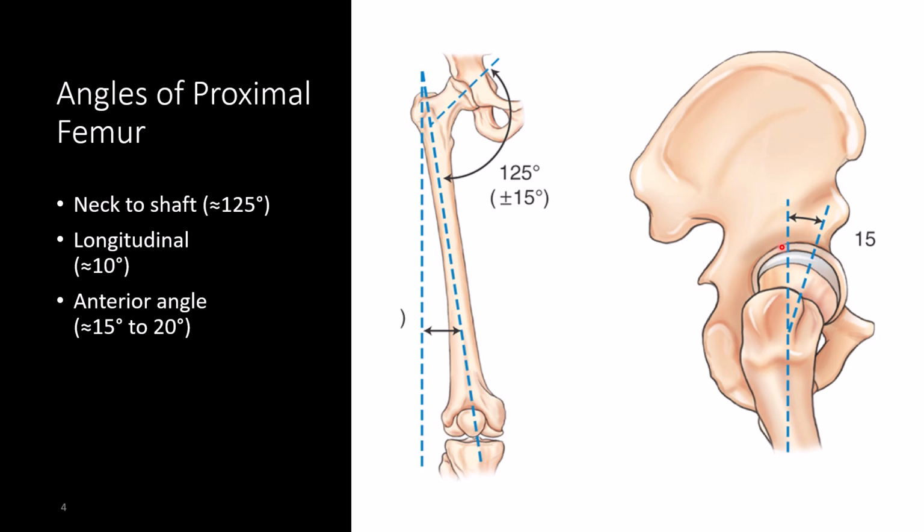The reason that we rotate the leg 15 to 20 degrees medially or internally is to place the femoral neck, which is this area right here, parallel to your IR. So again, the neck to the shaft of the femur, plus or minus 15 degrees, on average 125. The longitudinal angle is about 10 degrees, and the anterior angle is 15 to 20 degrees.